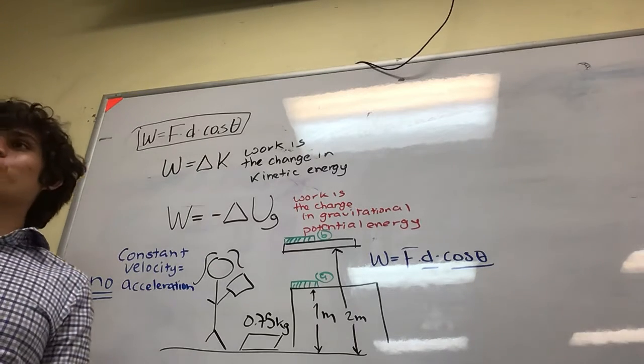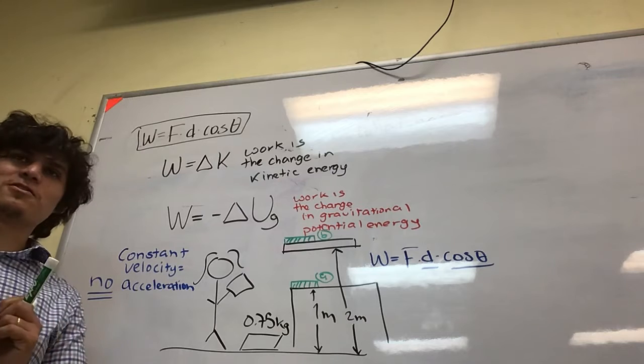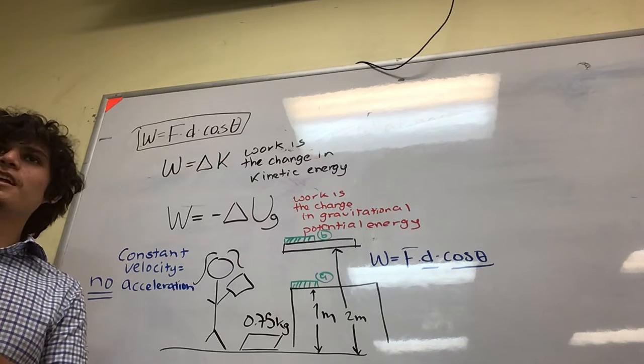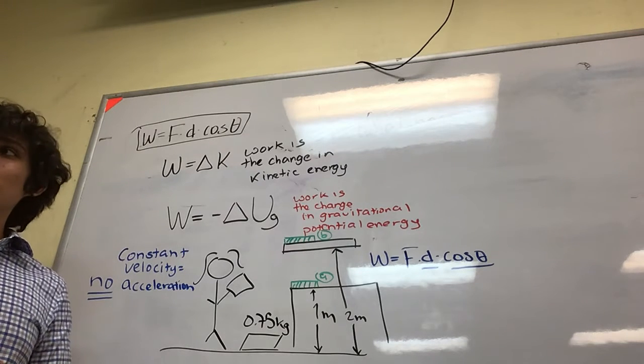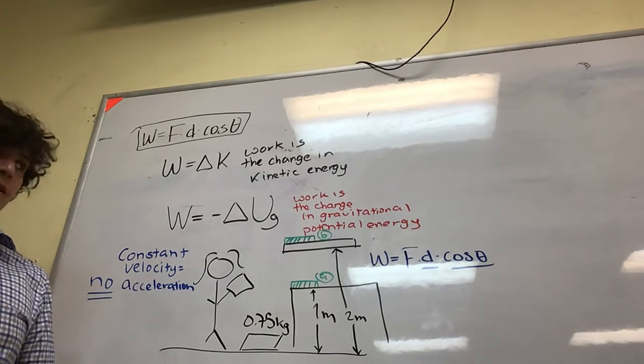So the people writing the book, they knew that you guys were going to be like, oh, well, I can use this formula. And so they're like, no. She lifted it at a constant velocity, so then you can't use that formula. Which means, darn, Mr. Mian, how on earth are we going to solve this problem?